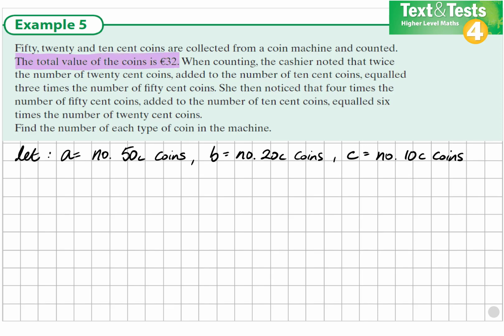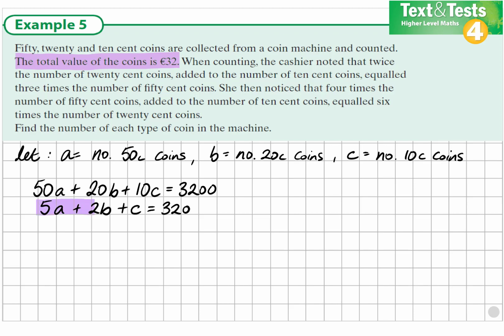The total value of coins is 32 euros, or 3,200 cents, since we're all dealing in cents here. The value of the 50-cent coins would be 50 times A, 50 cent multiplied by the amount of coins. 20B is the value of the 20-cent coins, and 10 times C the value of the 10-cent coins. So that must be equal to 32 euros, or 3,200 cents. 10 divides across the whole way, giving us an equation that 5A plus 2B plus C equals 320. So this is our first equation.